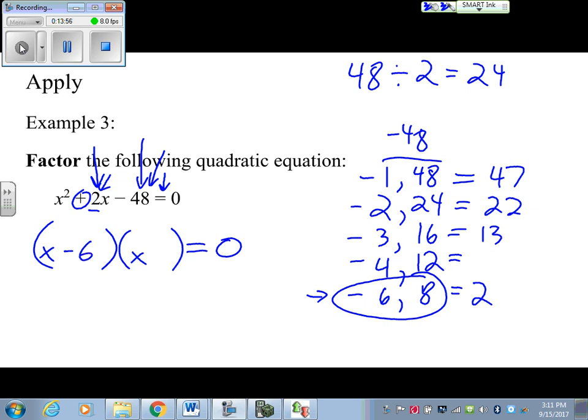We have x minus 6 and x plus 8. I again just brought down my equal sign here, brought down my 0. I didn't need to do anything with those. On a later lesson, we'll actually cover what to do with those to solve for x. But for today, that's what we're looking at.